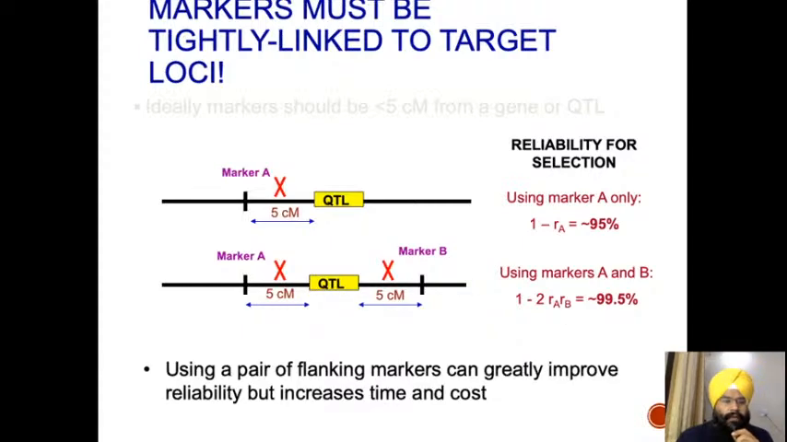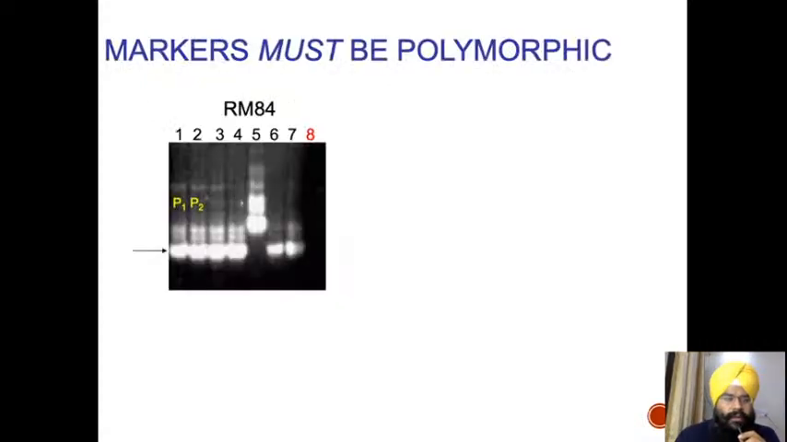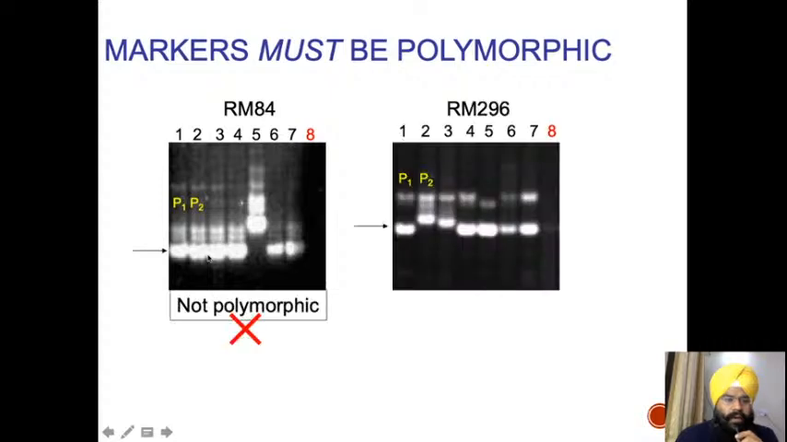So using a pair of flanking markers can generate improved reliability, but it increases time and cost also. The marker must be polymorphic, like in this case P1 and P2, which are on the same level, so not polymorphic. But somehow now they are up, down and up. So in this RM296 marker, they are polymorphic, so they are acceptable.